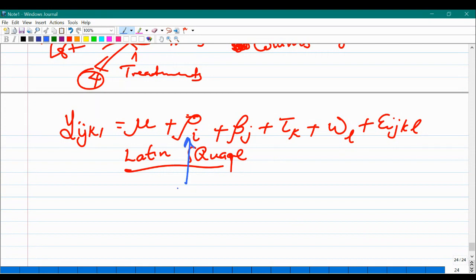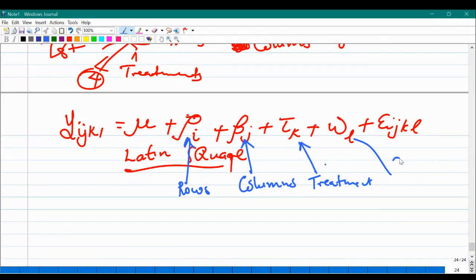This one will go with the rows. This one will go with the columns. This one will go with the treatments. This one will go with the Greek letters. So you are going to test for 4 things now: 3 blocks and the treatments. You will check those notes.